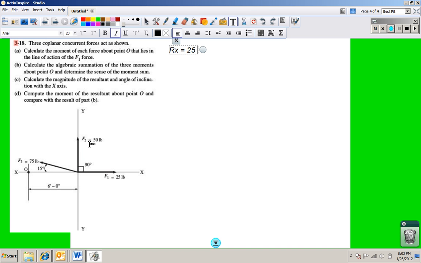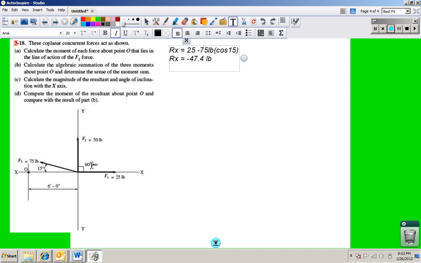And then the next one we need to add is the X component of F3. The X component of F3 is negative, so it will be minus 75 pounds times the sine, oops, that's cosine of 15 degrees. Okay, so Rx is equal to, punch that into my calculator, I get negative 47.4 pounds.